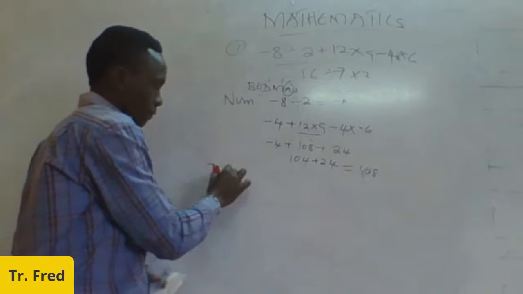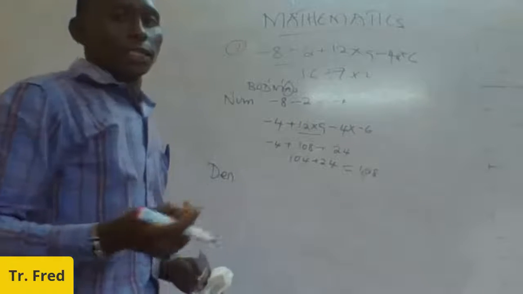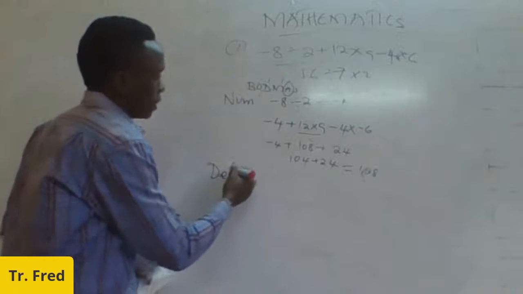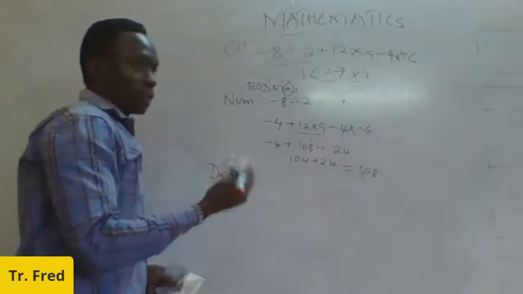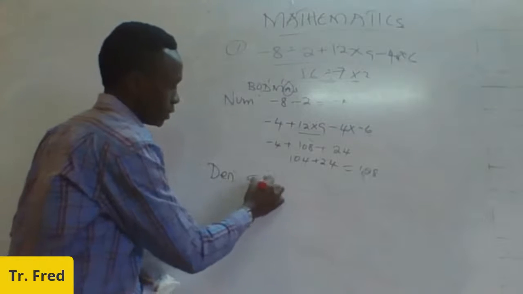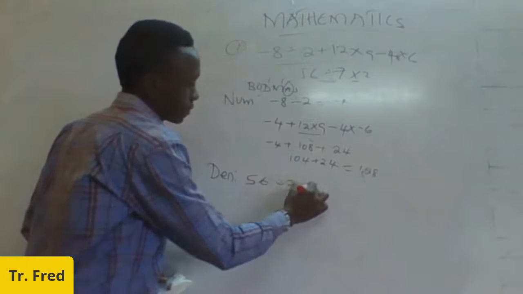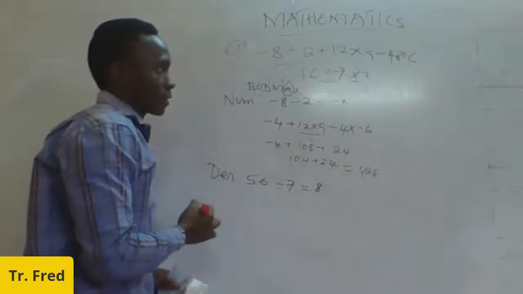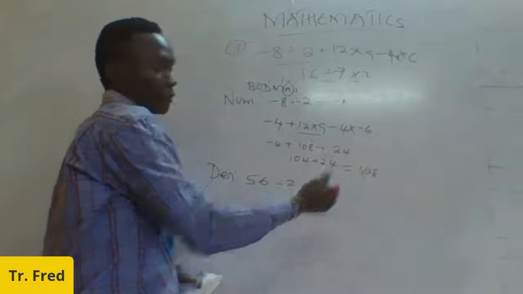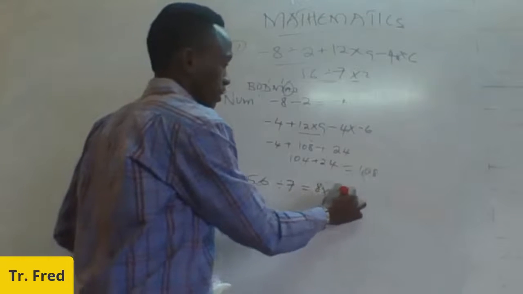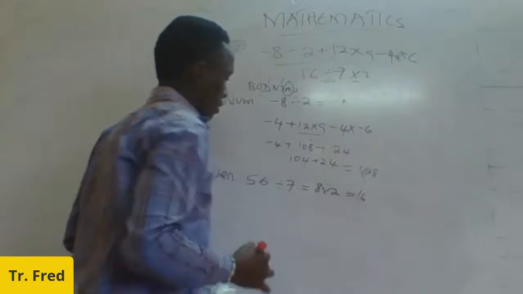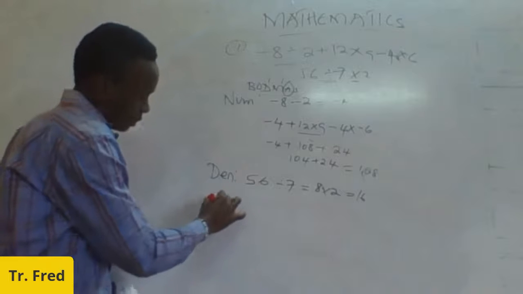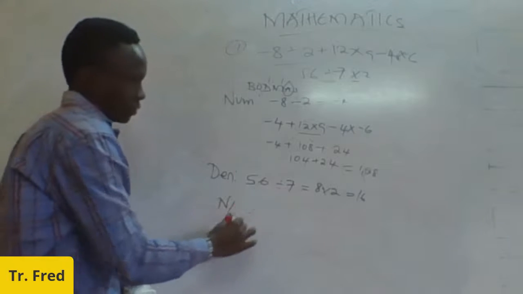For the denominator, we still have to apply the same rule, whereby we only have division and multiplication. So the first one that will come will be 56 divided by 7, and this gives us 8. Then whatever we get, we multiply by 2, and this one will be 8 times 2, which is 16.